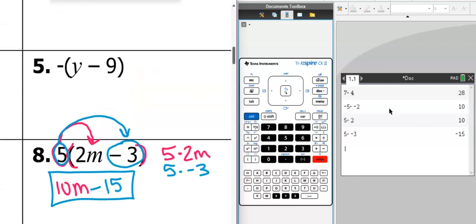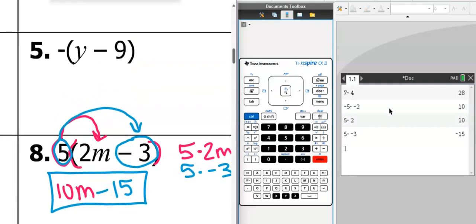Now let's look at number 5. Some students look at this and they think, oh, well, there's nothing on the outside of those parentheses, just a sign. But that's where that negative invisible 1 comes in. It's just negative 1. So we're going to follow those same steps. We're going to do negative 1 times y. Negative 1 times y is negative 1y.